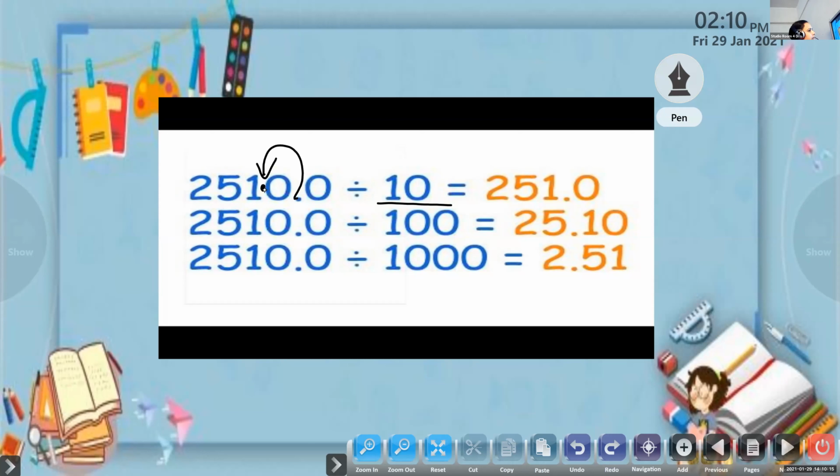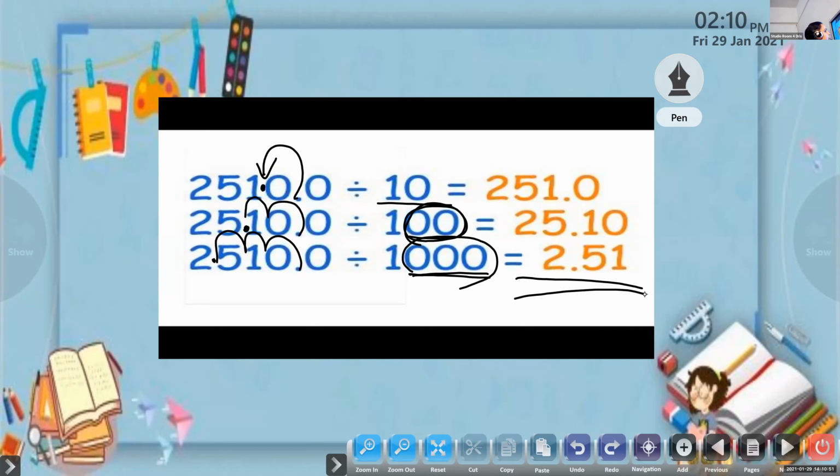One digit. Yes, children, can you see the board? Yes, ma'am, we can see the board. Okay. Here we have two decimal places. So here 1, 2, 25.10. Here we have 3 decimals. After the decimal point, we have to divide by 1000. We have how many? 3 zeros. So 1, 2, 3.